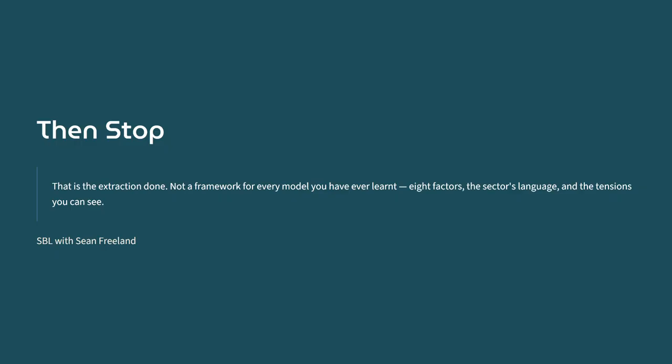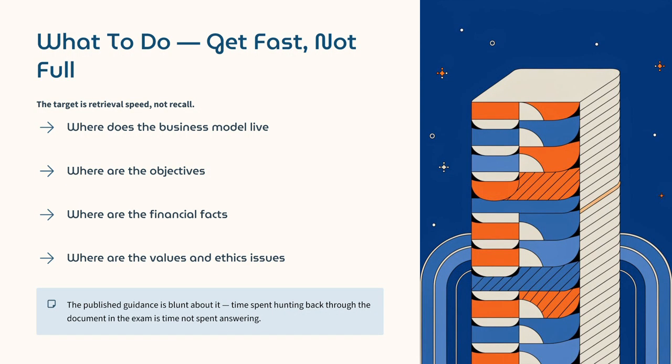And then stop. So this is the bit that people find most difficult. You've got 8 factors, you understand the sector's language, you can see the main tensions in the business, which is good, but you don't need another model. What you do need is to find out what's actually important. So you don't need to fill another spreadsheet, and at some point you've done the job that the pre-seen is there to do. Once you've done that, it's a good time to stop.